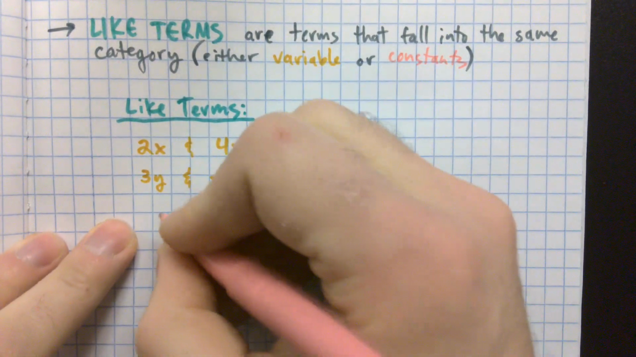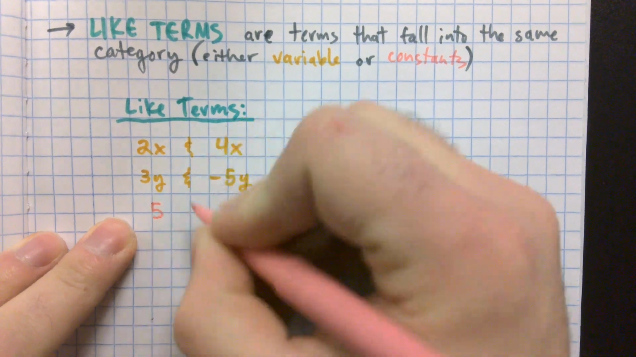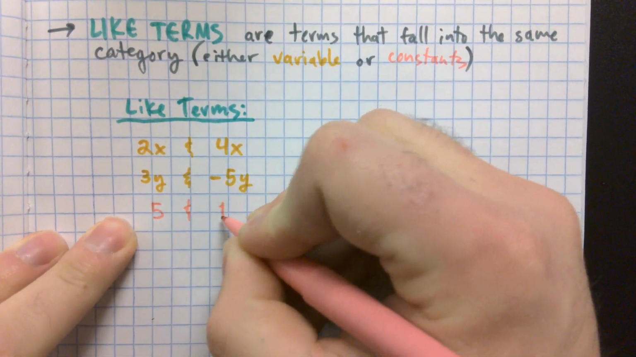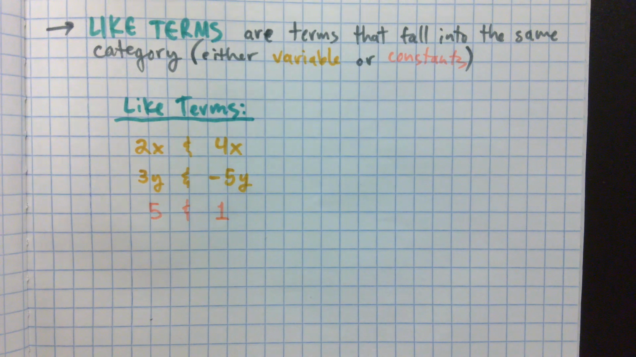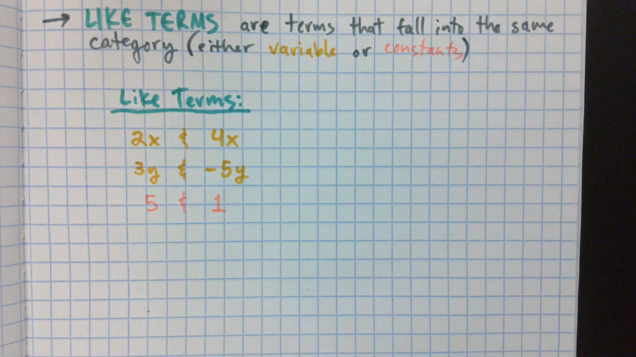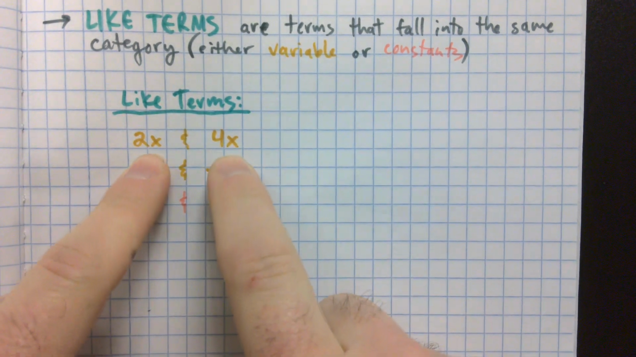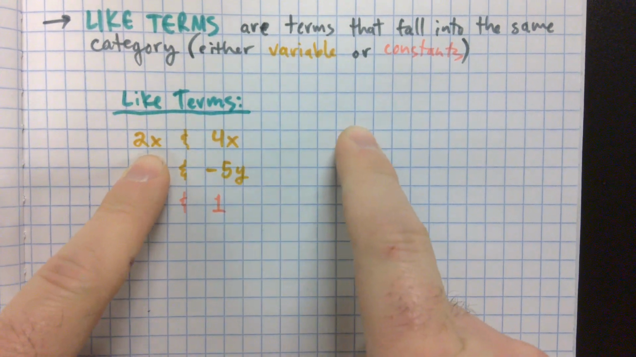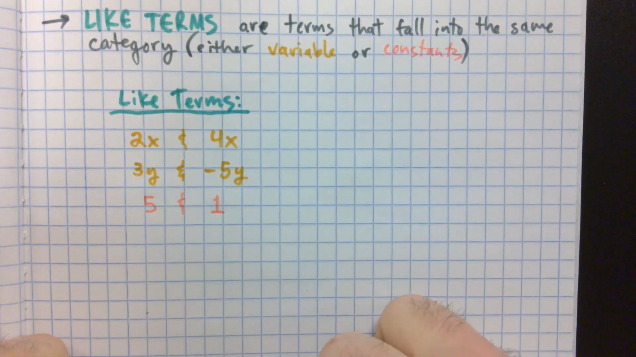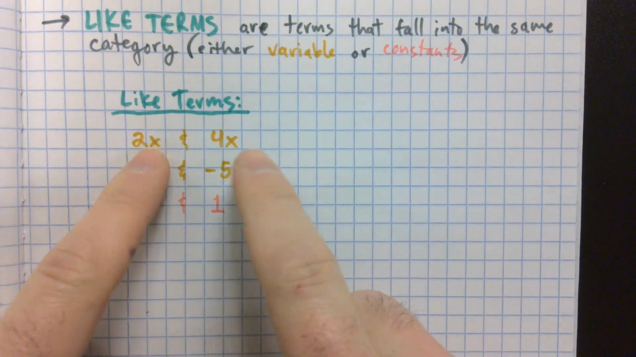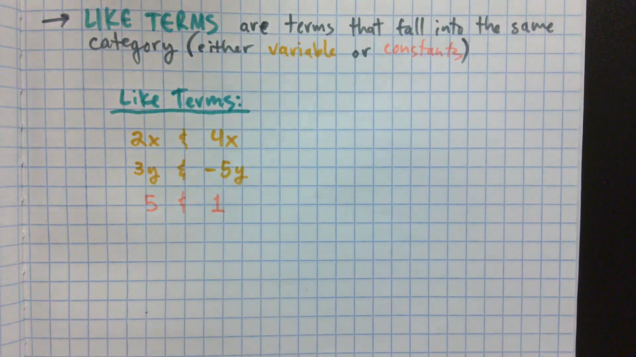We could also say that like terms are 5 and 1. Those are both constant terms. If we were to combine 2x and 4x, what would we get as a result? 6x, right? 2x and 4x makes 6x.